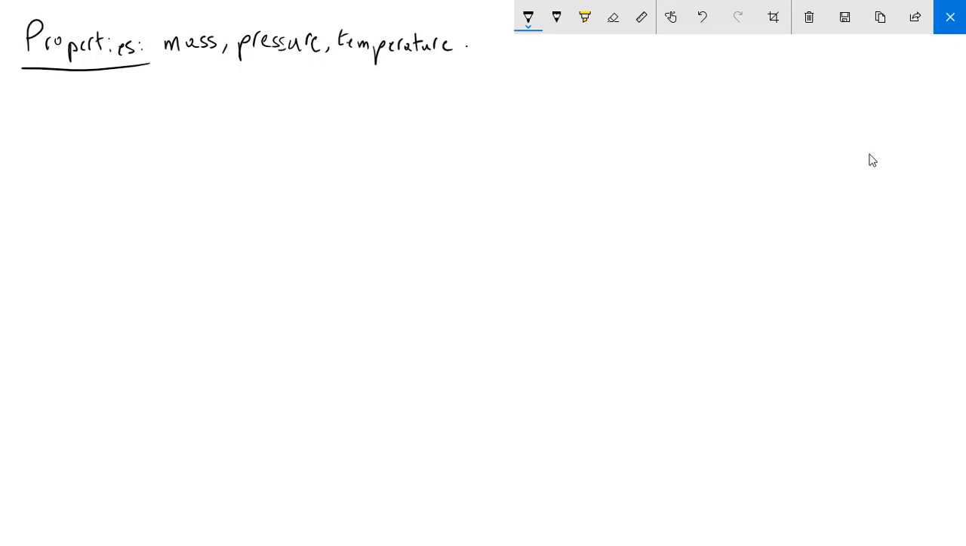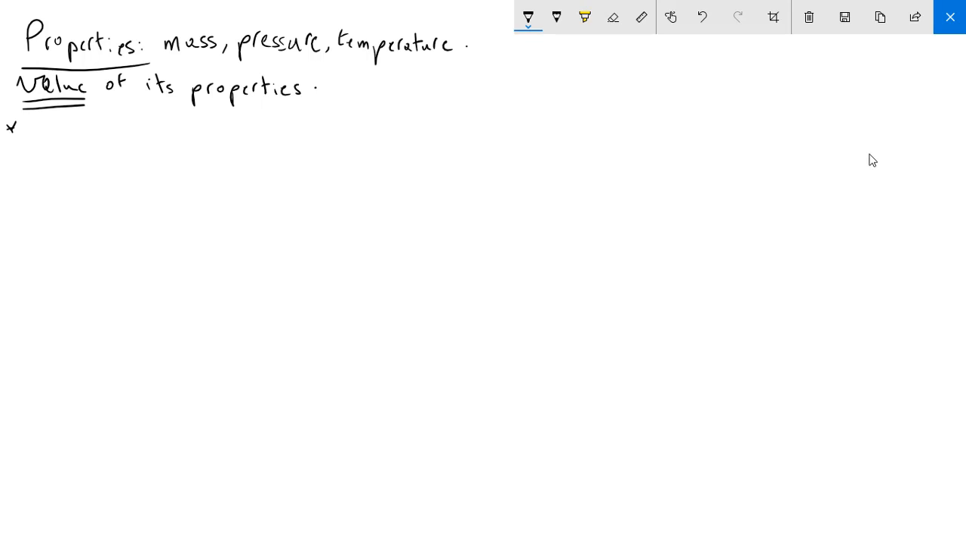Mainly, we can know the condition of the system if we know the value of its properties. So, it's important in thermodynamics to know the value of the properties of the system. So when the value of the properties change, we can say that the system, or the condition of the system, has changed.